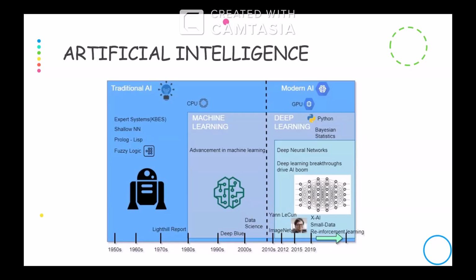And the second thing is actually the availability of digital data. These two factors actually accelerated the growth of what? Artificial intelligence in the recent years.